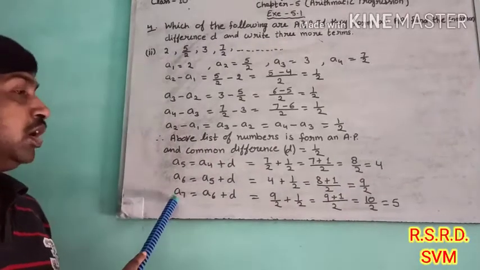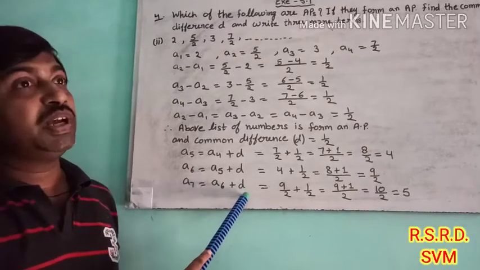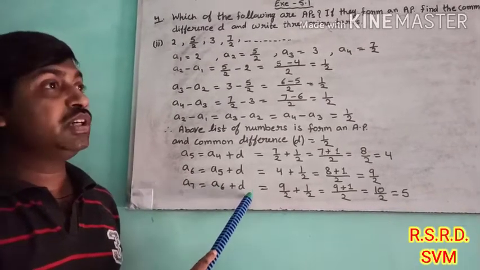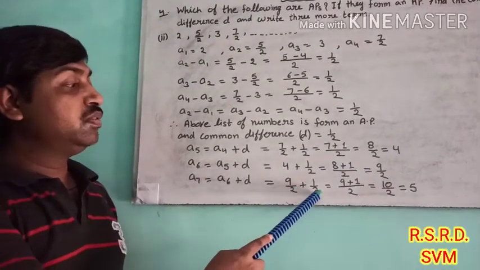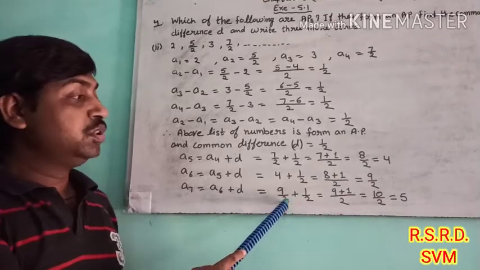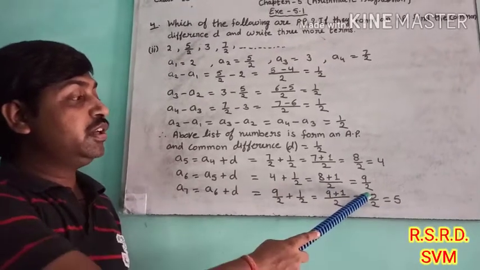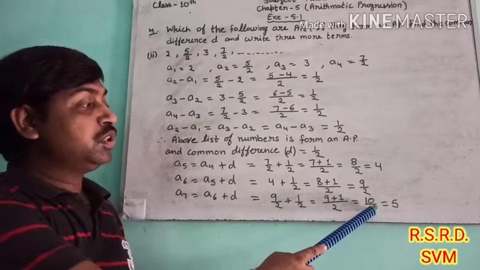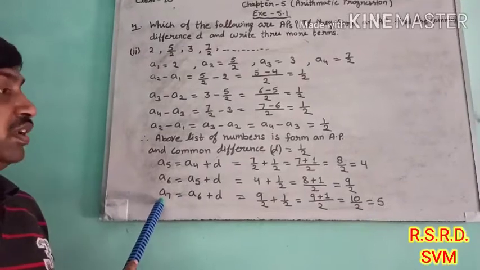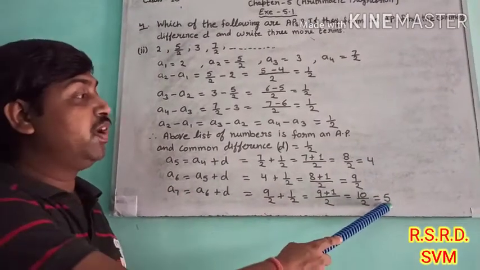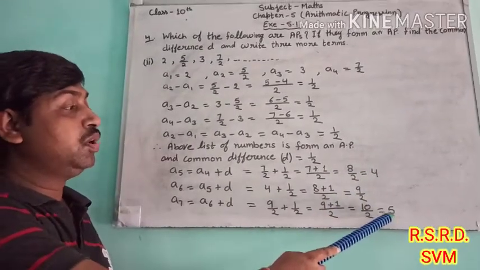Now the seventh term: a7 equal to a6 plus d, means sixth term plus common difference. We get 9 upon 2 plus 1 upon 2. 2 is the LCM. We get 9 plus 1 upon 2, that is 10 upon 2. Dividing 10 by 2, we get 5. In this way, the seventh term of the AP is 5. So the next three terms are 4, 9 upon 2 and 5.